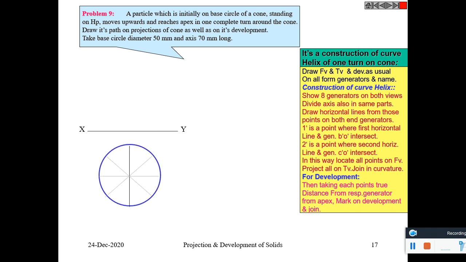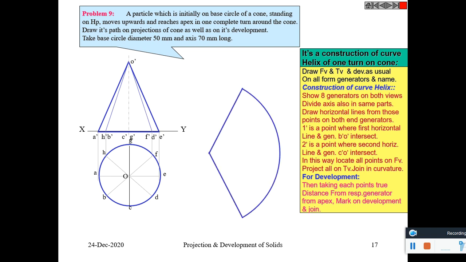Draw the top view first, 50 millimeter diameter, and draw its front view taking 70 millimeter axis. Now draw the development. So this is divided into 8 equal divisions. Now divide O dash A dash into the same number of divisions as done here. Here it is divided into 8, so divide O dash A dash as well into 8 equal divisions.